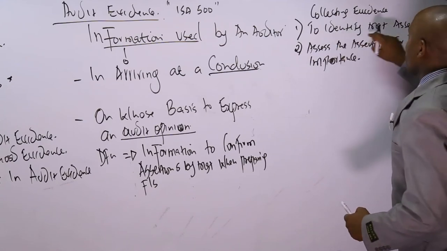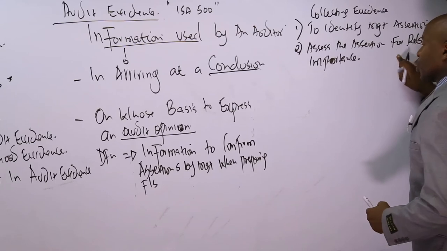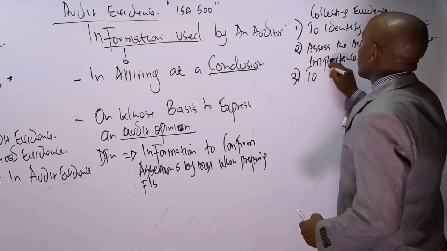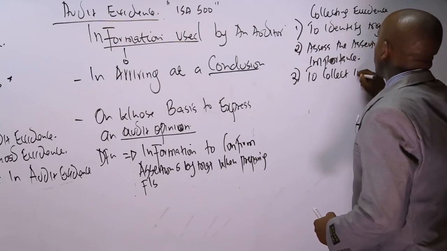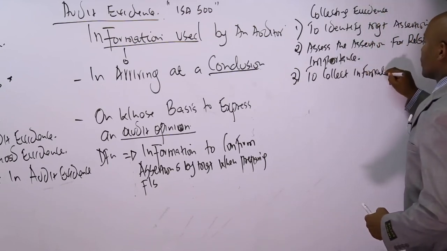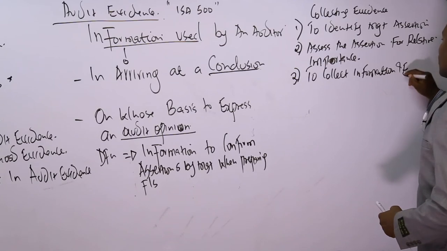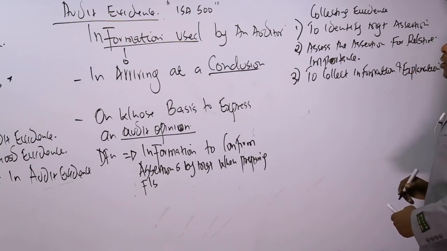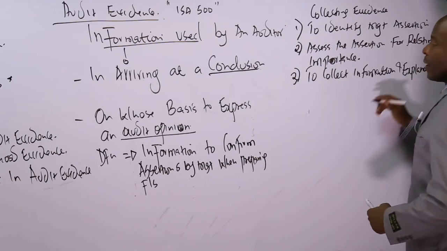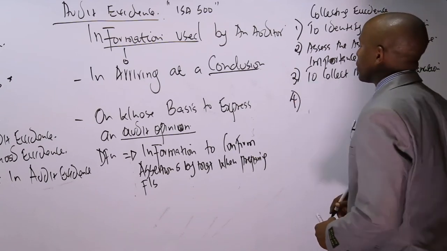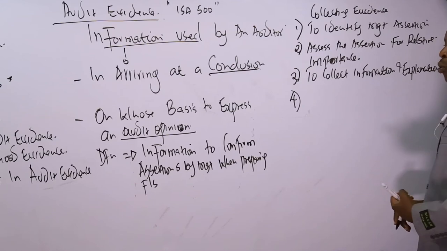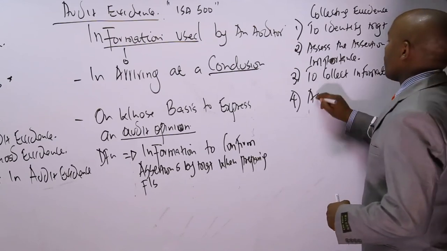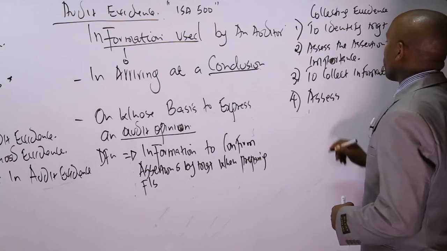Once you identify the management assertions and you assess those assertions, the next thing is now, number three, to collect evidence, to collect information, that is what we are calling evidence, and what? And explanations. And explanations, that is evidence. Once you collect the evidence, the rule number four here is to tell us whether that evidence is quality or maybe also high quality. So we say, assess the evidence for sufficiency and appropriateness.